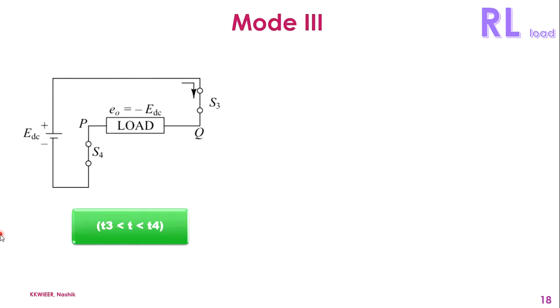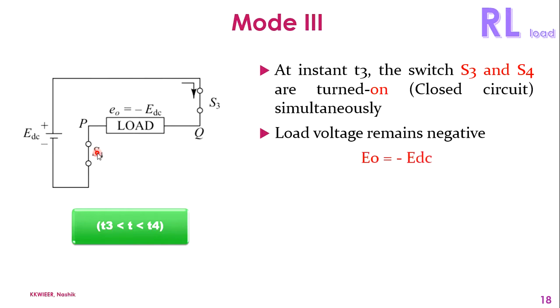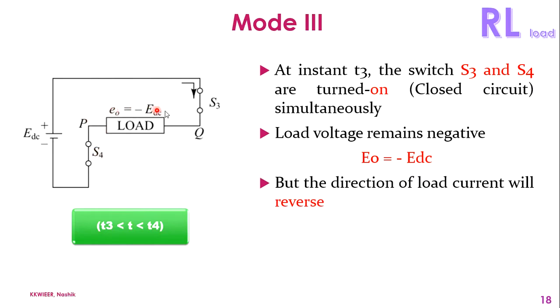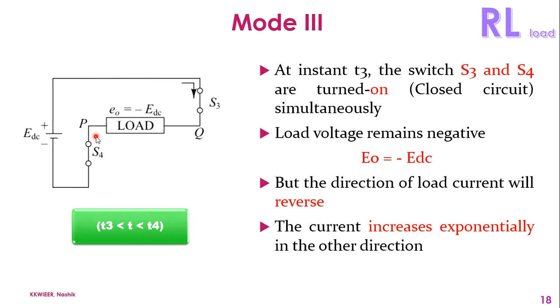Then in the third mode of operation, at T3, the switches S3 and S4 are turned on. So the load voltage remains negative in the third mode of operation, where E0 is equal to minus EDC. But the direction of load current will now reverse. The current increases exponentially in the other direction, and the load again stores the energy. This we will see in terms of waveforms.